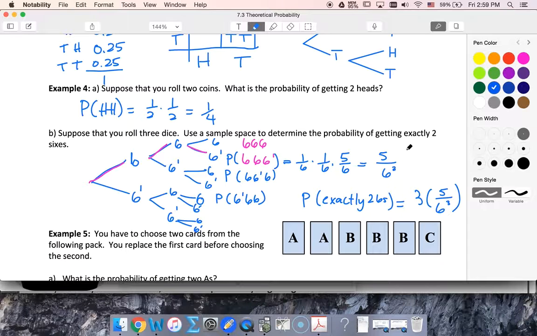So I looked for scenarios and arrangements that give me exactly 2 6s, and in the end, sum the probabilities. Since they were all the same, I could instead multiply by 3.